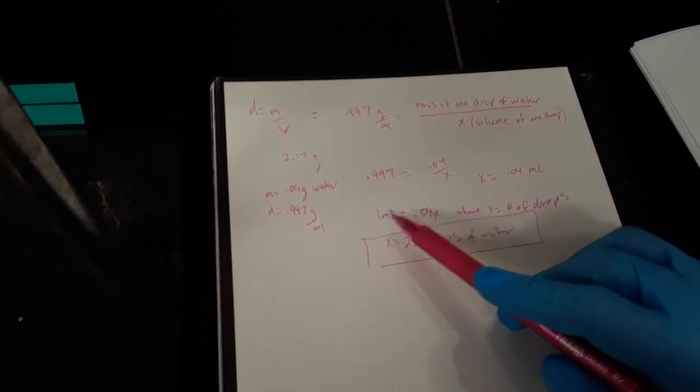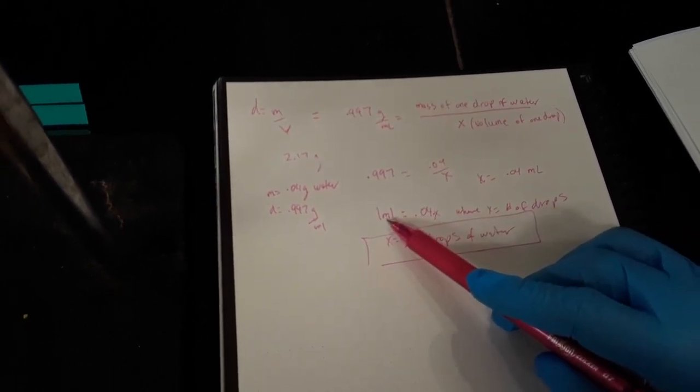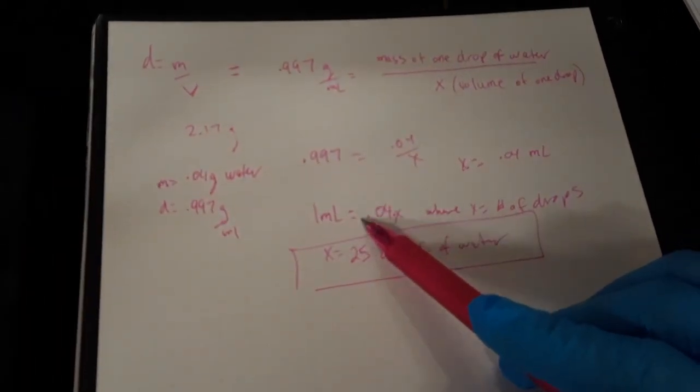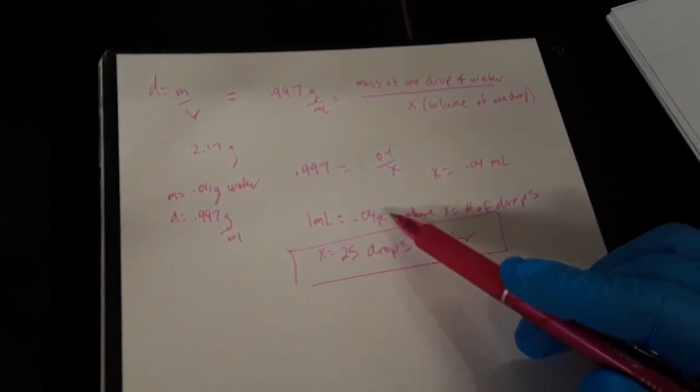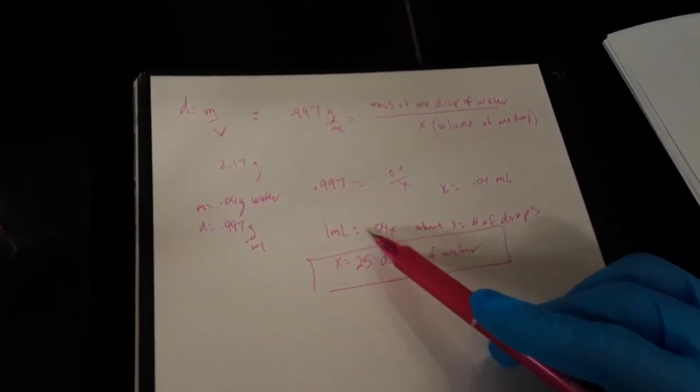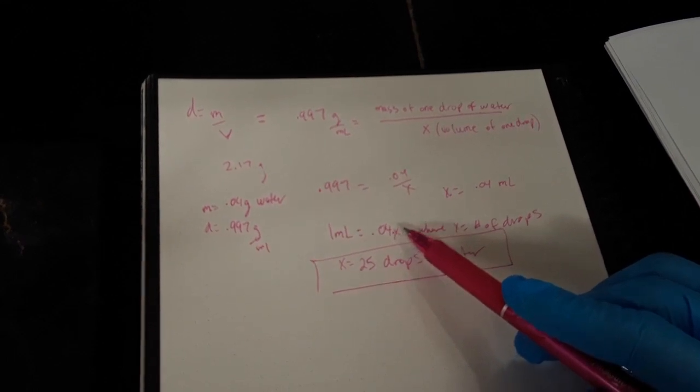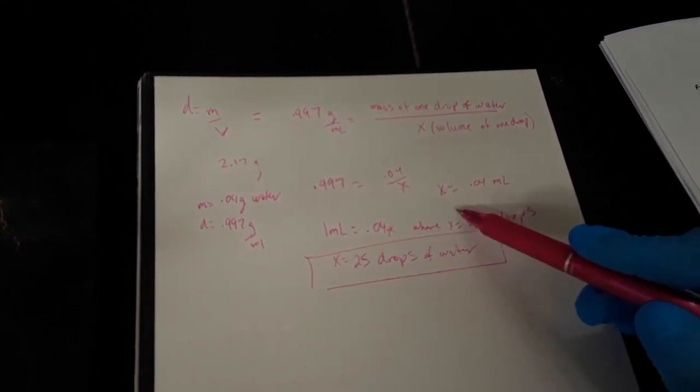Now I'm going to find out how many drops are in 1 milliliter of water. I'm going to find that using an equation of volume equals mass times volume. And so 1 milliliter equals 0.04 times x, where x equals the number of drops. And so when I solve for x, I get 25 drops of water.